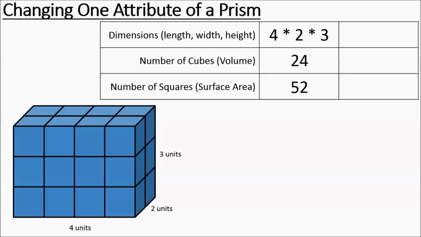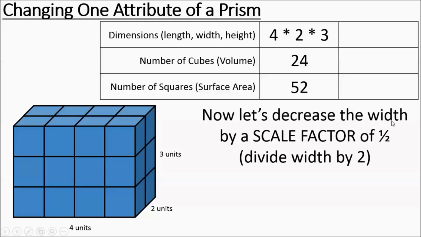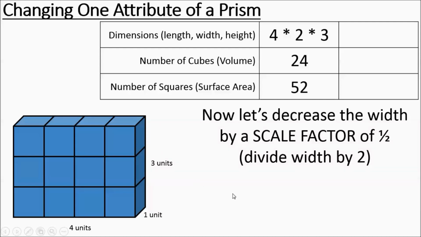So now what we're going to do is decrease the width by a scale factor of 1/2. You could think of this as taking your width and dividing it by 2 or multiplying it by 1/2. So let's look at the picture here. Our width was 2. When we chop the width in half, we now have this. This is our new picture.